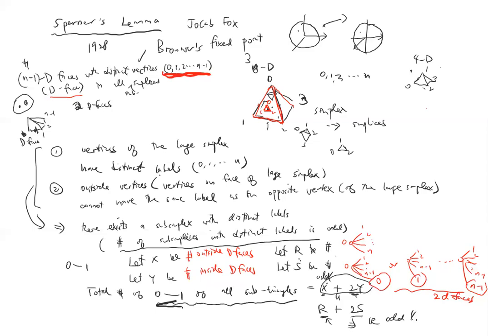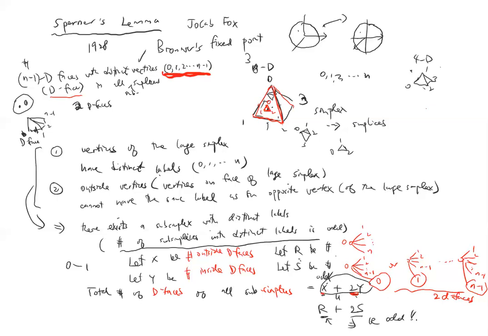Then I will have exactly the same conclusion as in the 2D case. The total number of D phases of all subsimplexes will be equal to either R plus 2S or X plus 2Y, because like in the 2D case, when I'm counting D phases, the interior D phases will be shared among 2 subsimplexes. So I need to double count that, therefore I have 2Y here. And for the outside ones, I just count them once. So I have X plus 2Y.